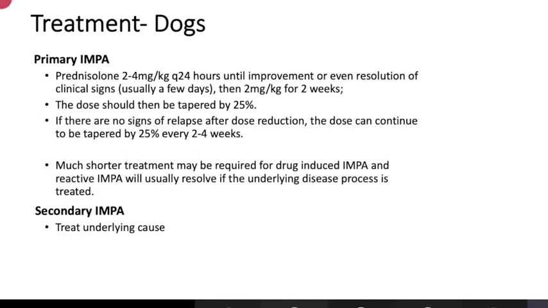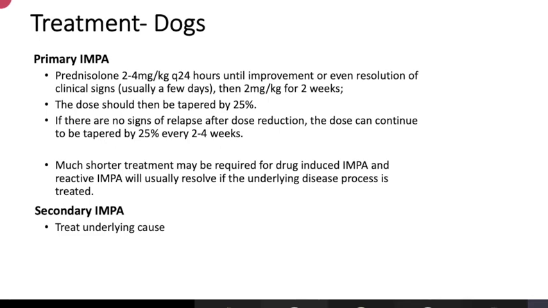Treatment-wise, for immune-mediated polyarthritis, generally the staple is immunosuppressive therapy using steroids. Prednisolone in dogs would be our primary choice, and a dose of 2 to 4 milligrams per kilo per 24 hours initially is usually used. You use that until you have a resolution of clinical signs or until you see improvement. And then usually 2 mg per kg for 2 weeks can be used.